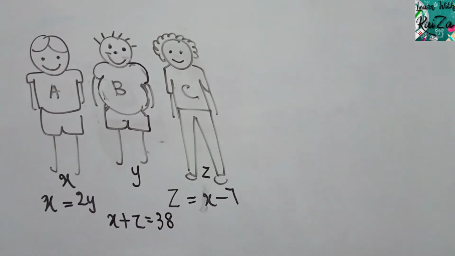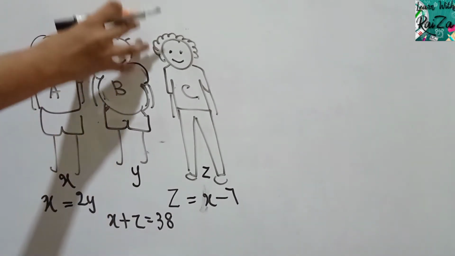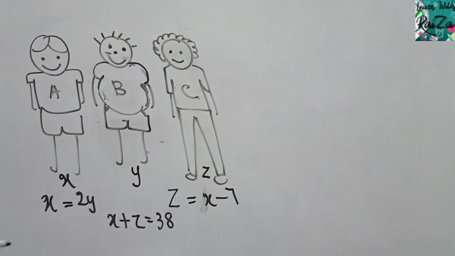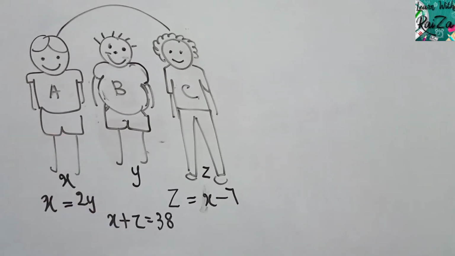Find the age of each person. How to do this now? Age of A is equal to twice the age of B. Age of C is equal to 7 years less than the age of A person. And the sum of A and C is equal to 38. So how to find the age of each of these persons?